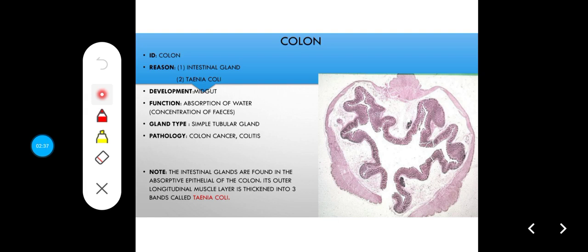So the development of the colon is from the midgut. The function is absorption of water because of the type of epithelium you find there, which is simple columnar, and then the concentration of feces. The gland type is simple tubular gland. So the intestinal glands, which extend into the lamina propria, are simple tubular glands. Then the pathologies are colon cancer and colitis. So the slide of the colon is quite easy to identify because you look out for those thickenings of muscle.